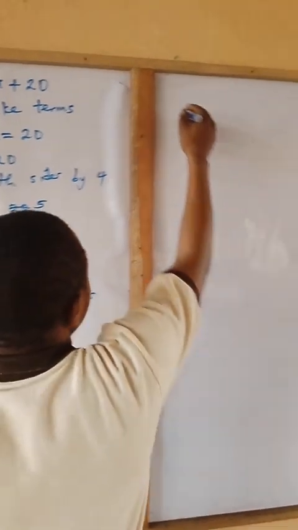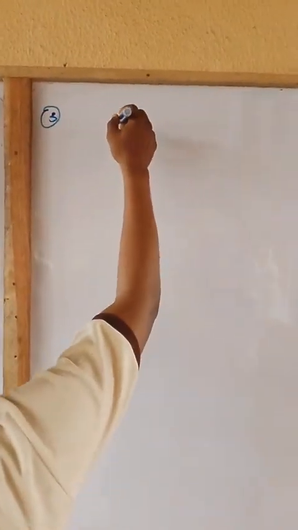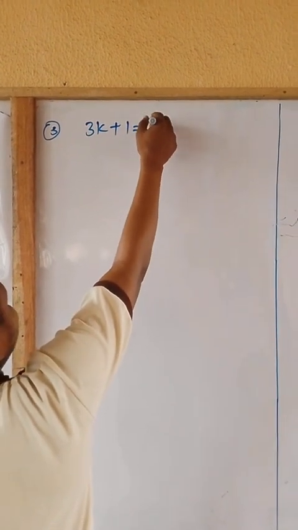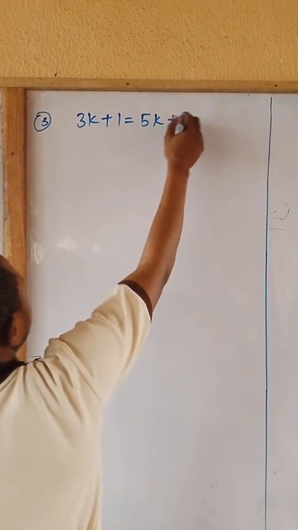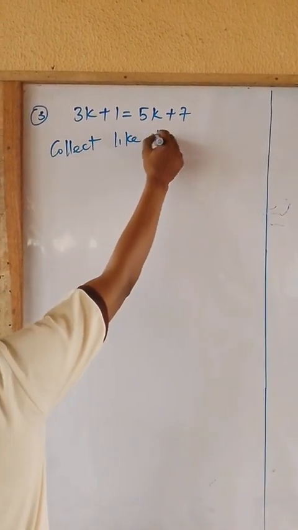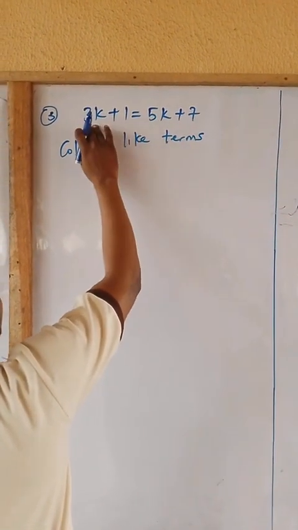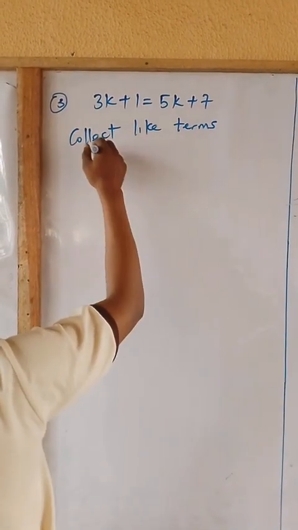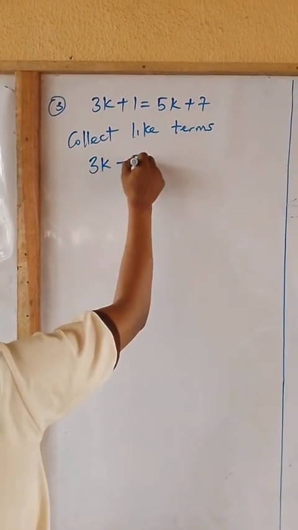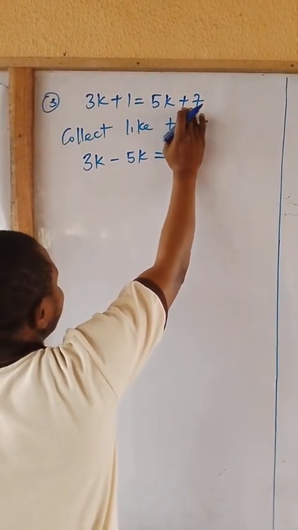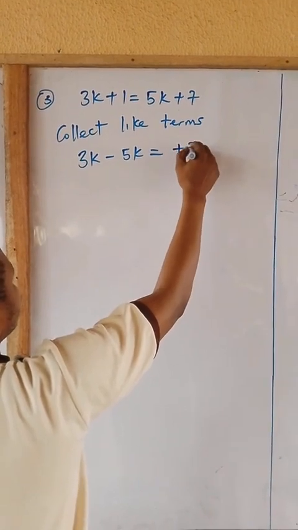Then question 3. We have 3k plus 1 equals 5k plus 7. What we need to do here is to collect like terms. 3k and 5k are like terms. So we are going to bring 5k to this side. So we have 3k minus 5k. And plus 1 and plus 7 are like terms as well. So we are going to have plus 7 here.